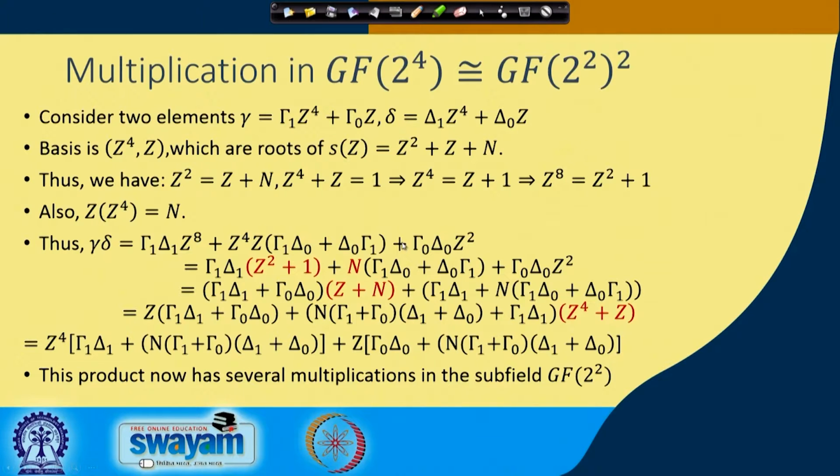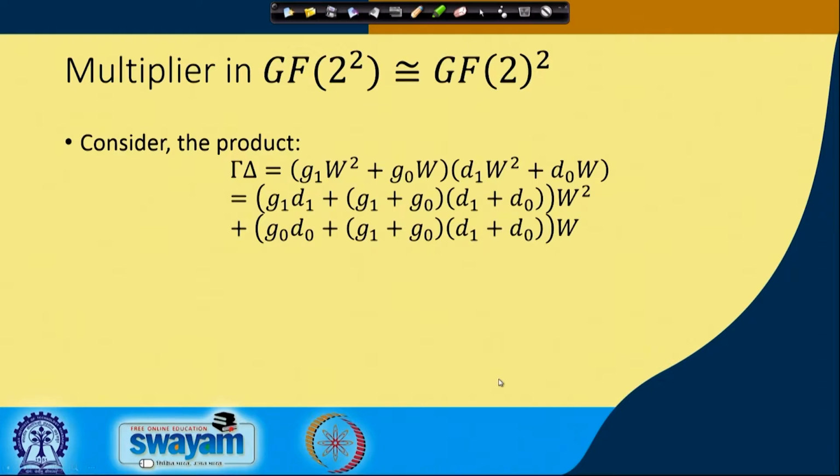We already worked out the product in GF(2^4). The idea was that we write an element in GF(2^4) as an element of GF(2^2) whole power of 2, and continue our operations from there. When we work out this GF(2^4) multiplication, we have several multiplications in the subfield GF(2^2). We should be able to work that out also, and here is a way we can do that.